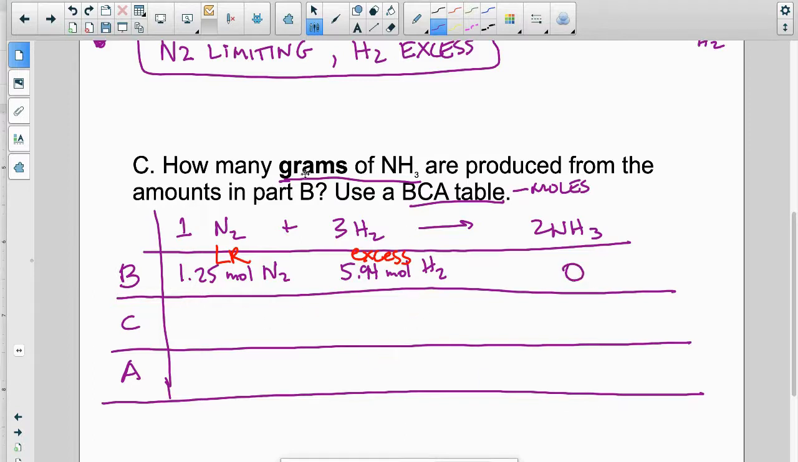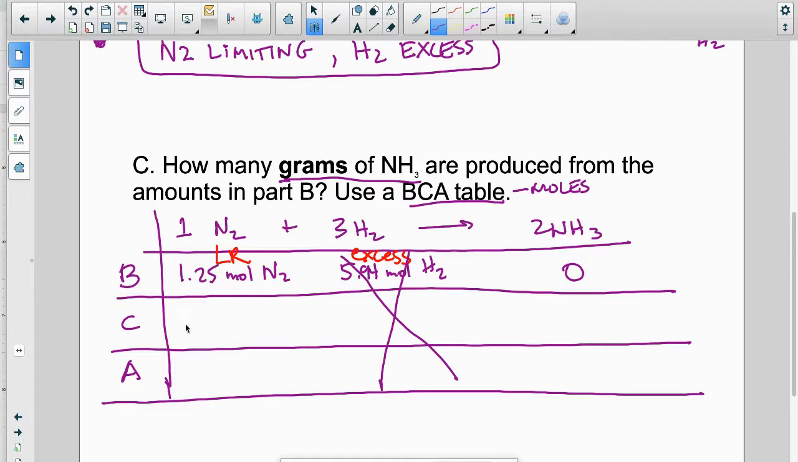All right, so look at the question. It asks for grams of NH3. So we do not need to find out anything about the excess, right? I don't see more questions asking me how much of the excess is left over, or how much of the excess reacted. So we can just cross this out and not worry about it. We only need to worry about what we need to find and our limiting reactant, because our change, the amounts that react, are based off of the limiting reactant.